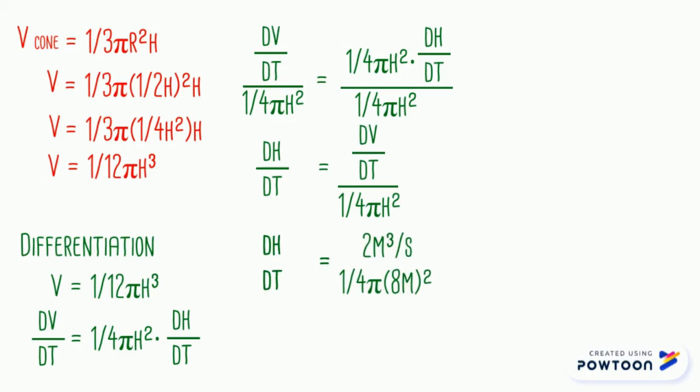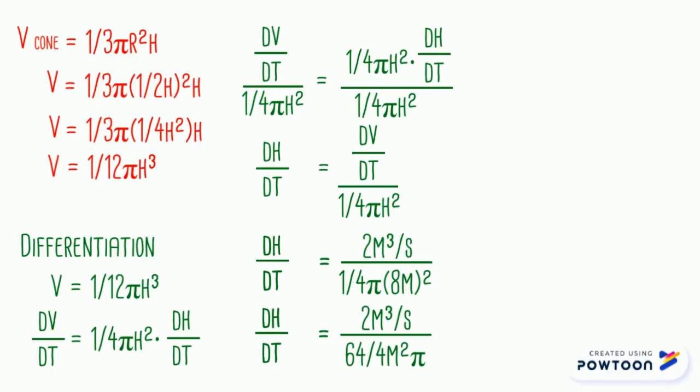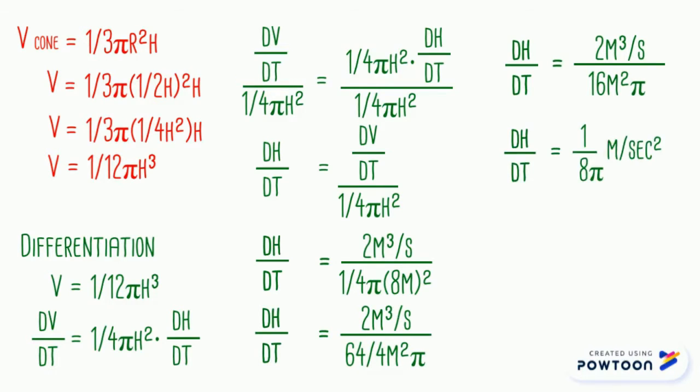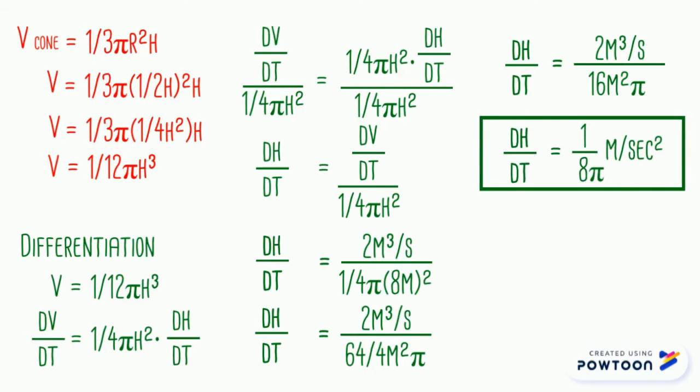Plug in the value of the derivative of volume with respect to time, which is equal to 2 cubic meters per second, as well as the height of the sand equal to 8 meters. Simplify the denominator to get 64 over 4 pi. Divide 64 by 4 to get 16 pi. Finally, we have an answer of 1 over 8 pi meters per second. This is how fast the height of the pile is increasing.